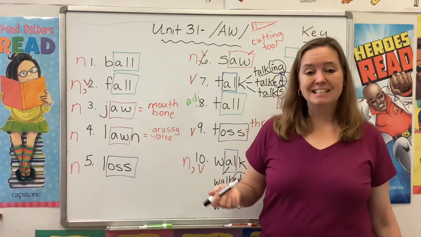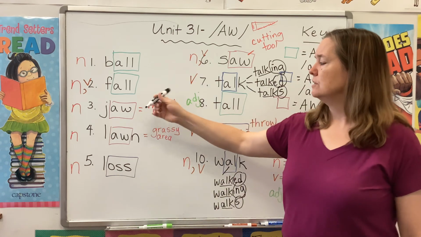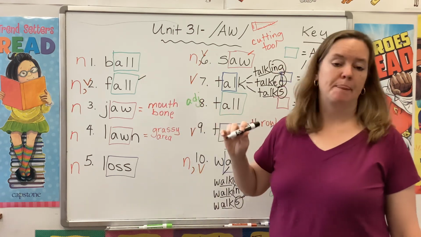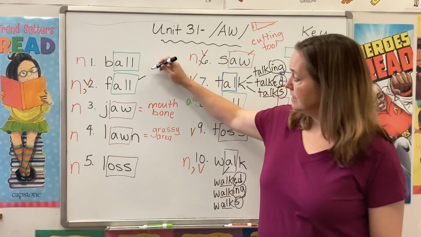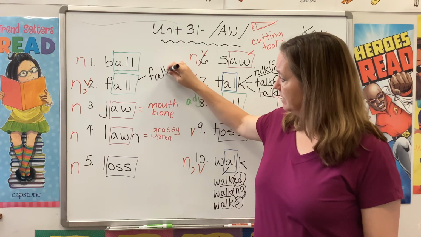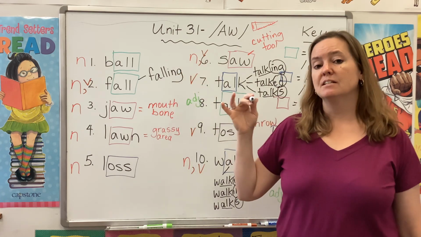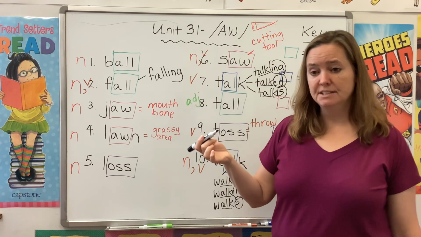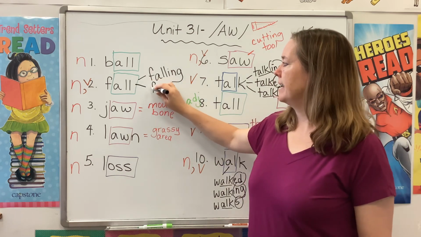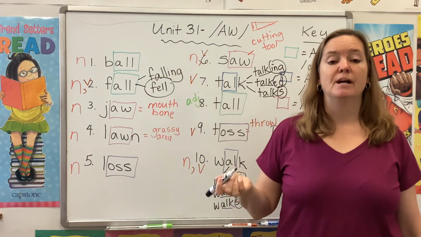Now, I still have to look out for irregular verbs. Those are the rule breakers. So, I like to watch the leaves fall. They are falling to the ground. Last month, they can't say falled, right? That's not a word. They fell. This is an irregular past tense.